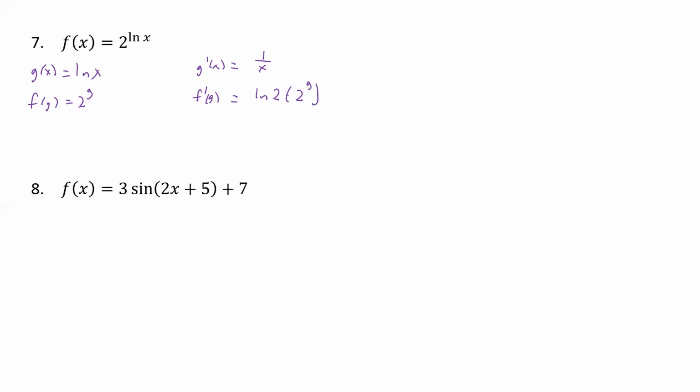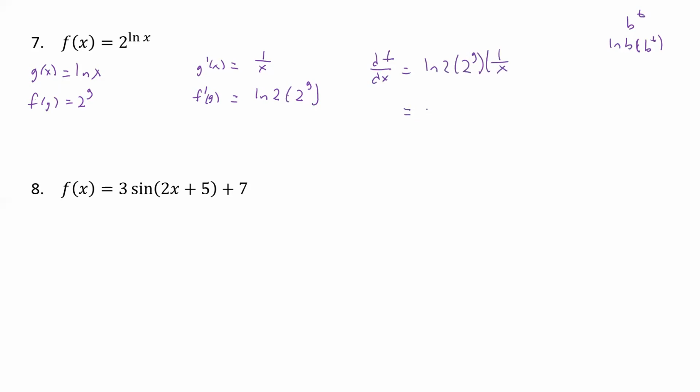So when we don't have the e, you have to take the ln in. Remember, when we have something like b^t, we have to take ln of b times b^t. So that's why we have this. Now we're going to find df/dx, and so that's going to be ln of 2 times 2^g, and then times 1 over x.